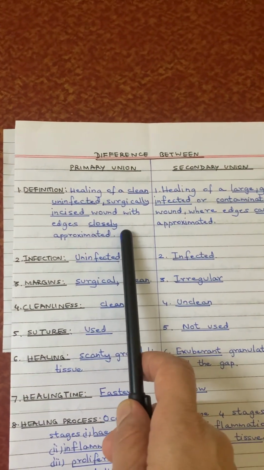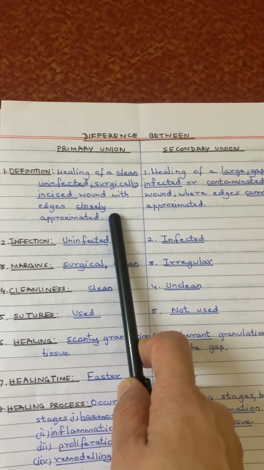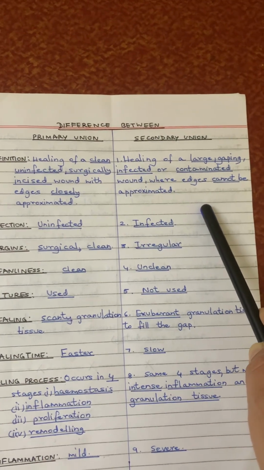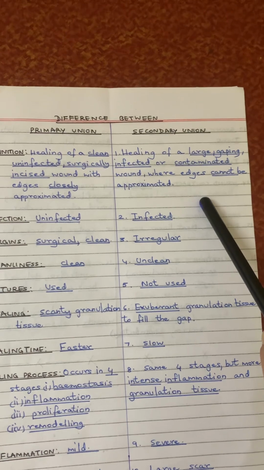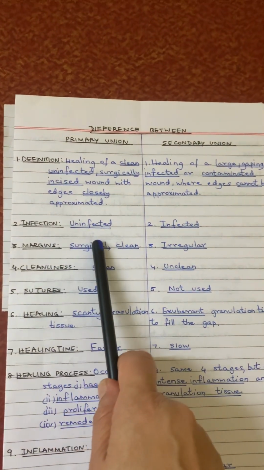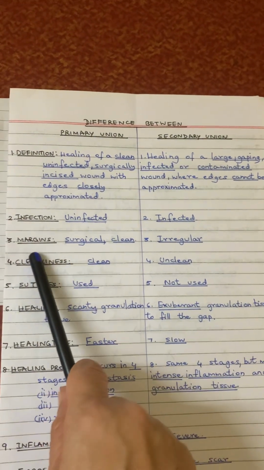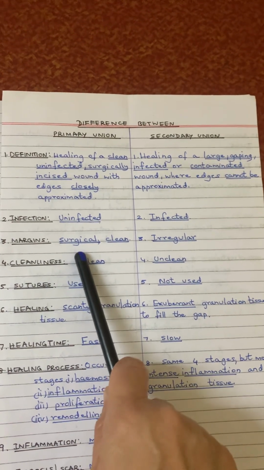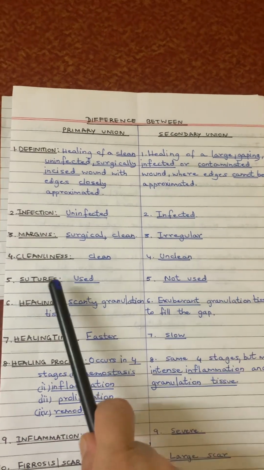Primary union means healing of a clean, uninfected, surgically incised wound with edges closely approximated, whereas secondary union is healing of a large gaping infected or contaminated wound where edges cannot be approximated. Second, infection. Primary union is uninfected, secondary union is infected. Margins. The margins here are surgical, that is clean, whereas in case of secondary union, the margins are irregular.